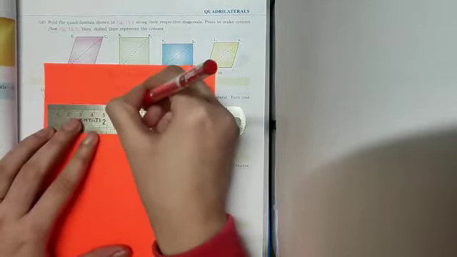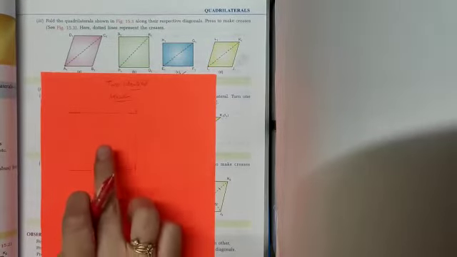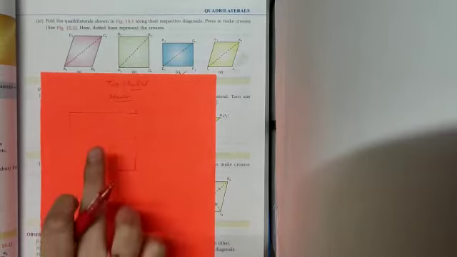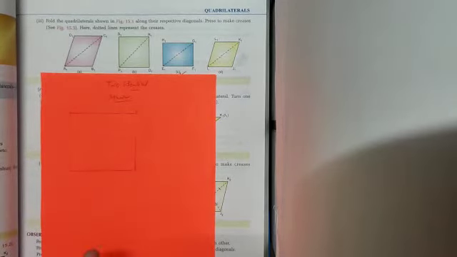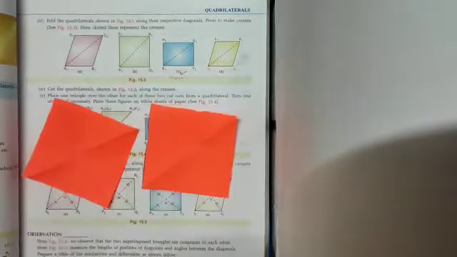I'm just taking it. So just use a scissor and cut out two identical squares like this. One with 5 centimeter each side, another again a square of the same 5 centimeter. So these are the two cutouts.